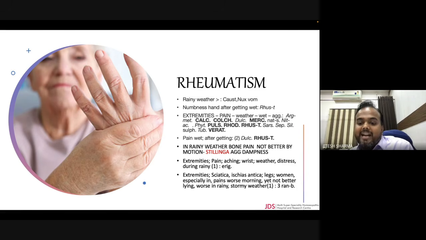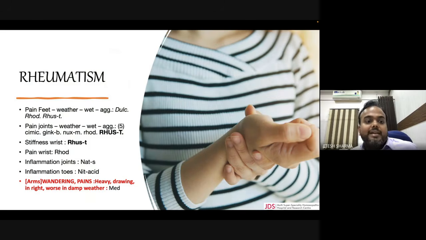So next, sciatica in women, especially pain worse in morning, not better by lying, and worse in rainy and stormy weather. Ranunculus bulbosus is the only remedy where sciatica gets aggravated. Next, pain in feet, wet weather aggravation: Dulcamara, Rhododendron, Rhus tox. Pain in joints, wet weather aggravation: Rhus tox.